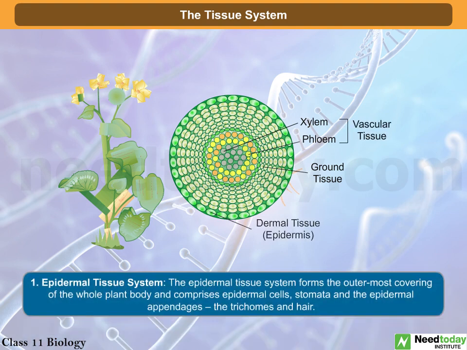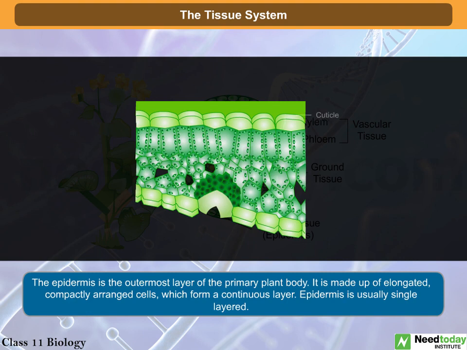1. Epidermal tissue system. The epidermal tissue system forms the outermost covering of the whole plant body and comprises epidermal cells, stomata, and the epidermal appendages, the trichomes and hair. The epidermis is the outermost layer of the primary plant body. It is made up of elongated, compactly arranged cells which form a continuous layer.